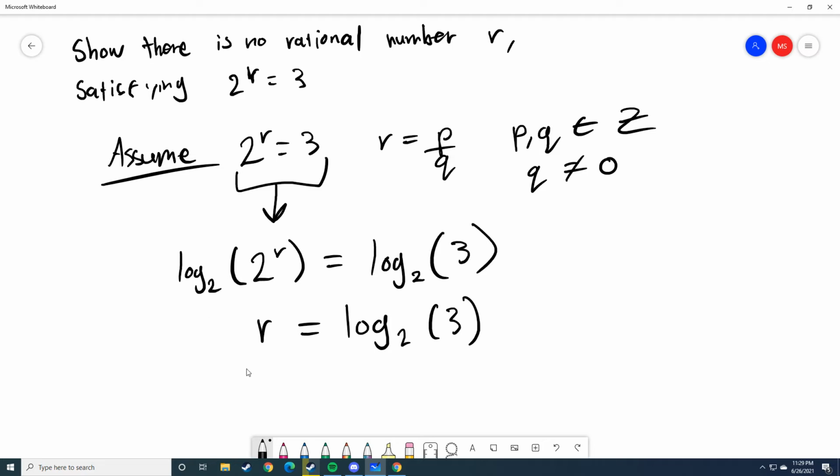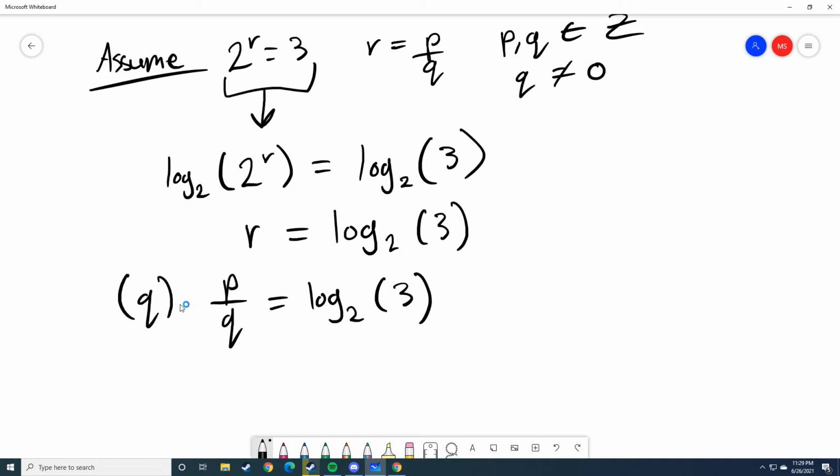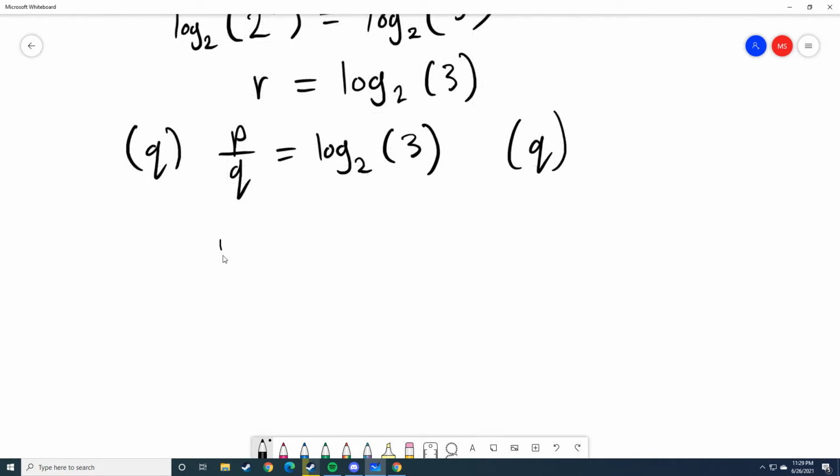Now at this point I'm going to go ahead and plug in our definition of r, that r is equal to p over q. So now I'm just going to say that p over q is equal to log base 2 of 3. At this point I'm going to multiply both sides by q. And when I do that, what I'm going to see is that we get p is equal to q times log base 2 of 3.